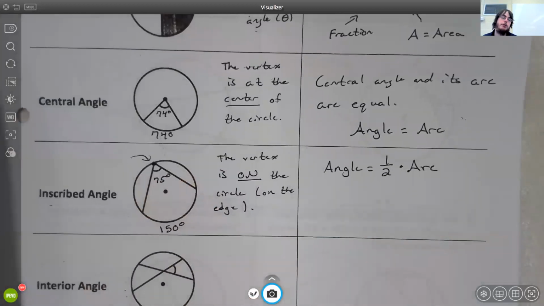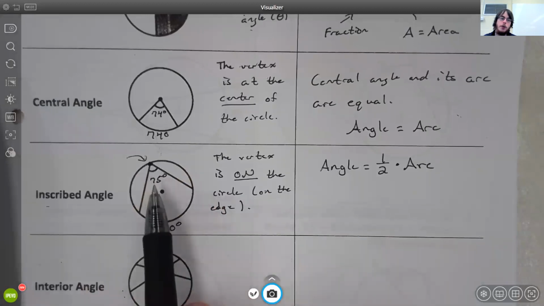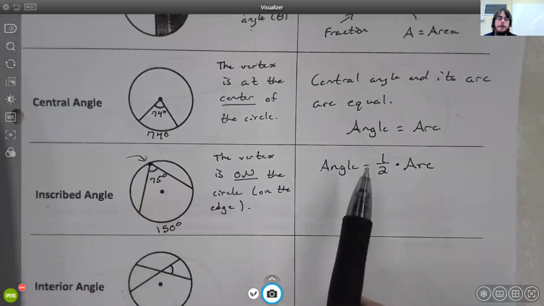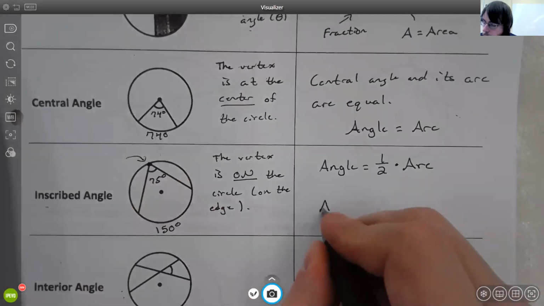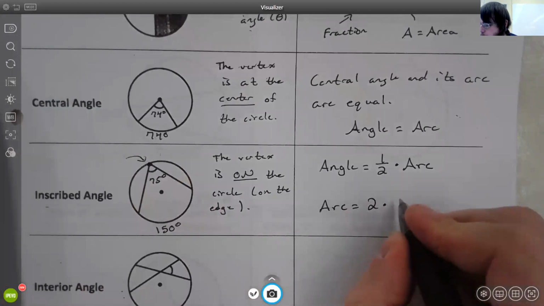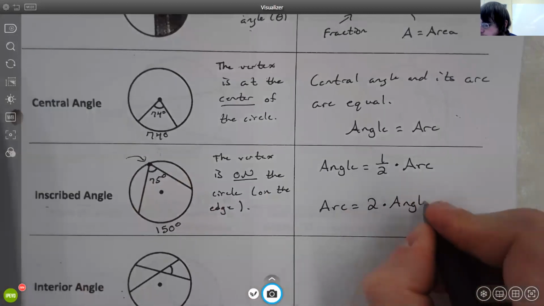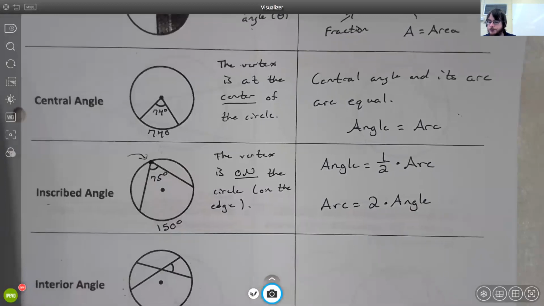But that also brings about another relationship between the angle and the arc. What if you had your angle, but you didn't have your arc and you wanted to find it? Well, if the angle is half the measure of the arc, then the arc must be twice the measure of the angle. As you can see here, your arc is 150, which is double 75.